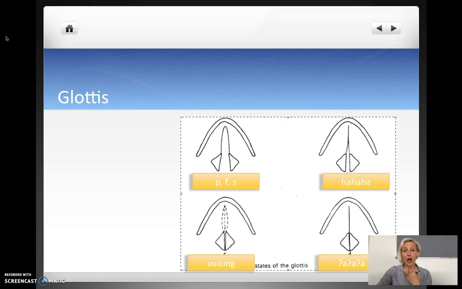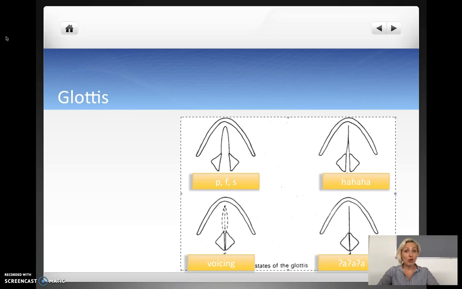When the vocal folds are put together but not very tightly, that's when we produce voicing by regular flapping, regular vibration of the vocal folds. And finally, when we press the vocal folds together tightly, we'll produce no voice, which we can also use in speech, for example, in the glottal stop. So those are the four states of the glottis we already know.